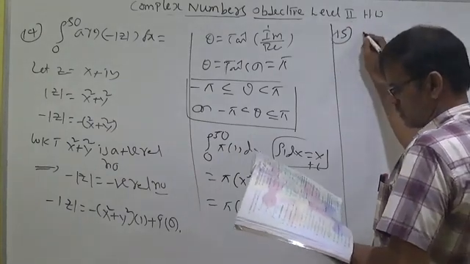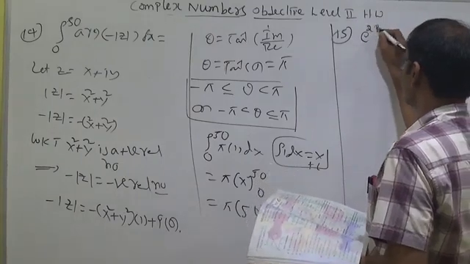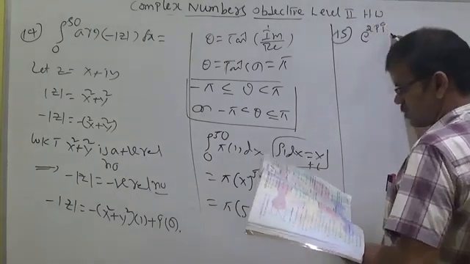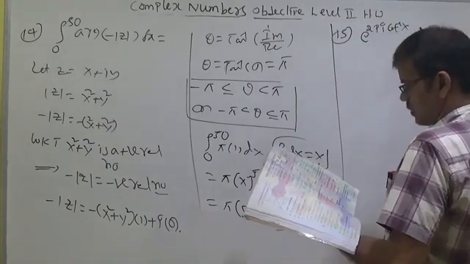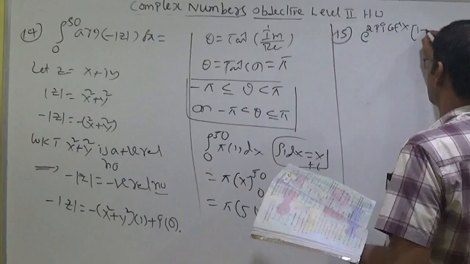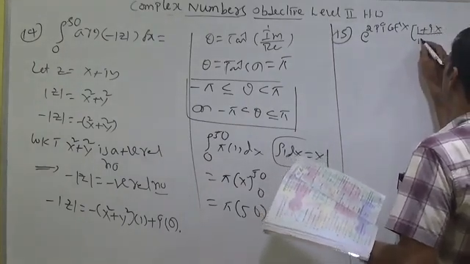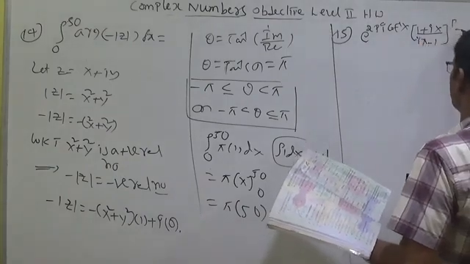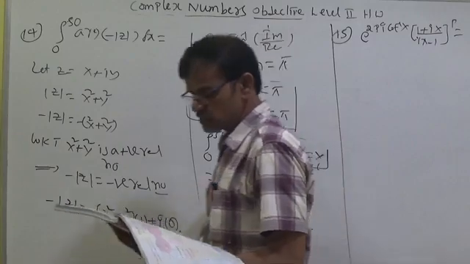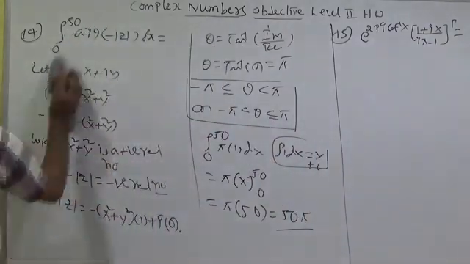15th question. If p and x are real, you have to calculate the value: e power 2p pi cot inverse x into (1 plus ix) by (ix minus 1), whole power p, is equal to (1 plus ix) by (ix minus 1), whole power p.